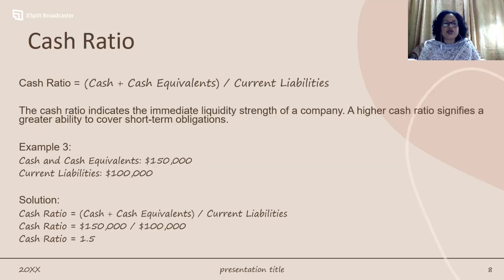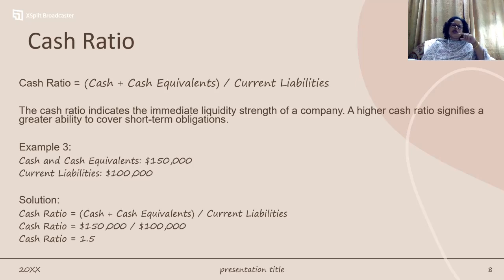Then the cash ratio: cash plus cash equivalent divided by the current liabilities. These are all hypothetical values. These are all the values that I have put by my own. The cash ratio indicates the immediate liquidity strength of a company. A high cash ratio signifies a greater ability to cover short-term obligation.